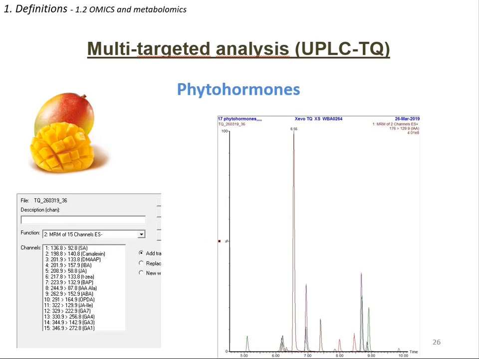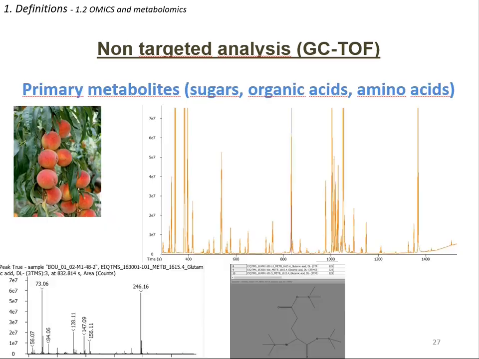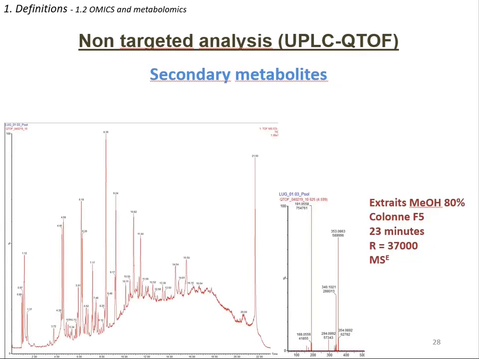So you can have a multi-targeted analysis of phytohormones. It's very useful to describe a plant sample. Then you can make non-targeted analysis with a GC-TOF of primary metabolites. GC-TOF, and after derivatization, I will explain that later, is a very efficient tool to profile sugars, organic acids, and amino acids. So mostly primary metabolites. And then non-targeted analysis in LCMS with UPLC QTOF. And in this case, the method is designed to cover mostly secondary metabolites with mid-polarity and mid-size.